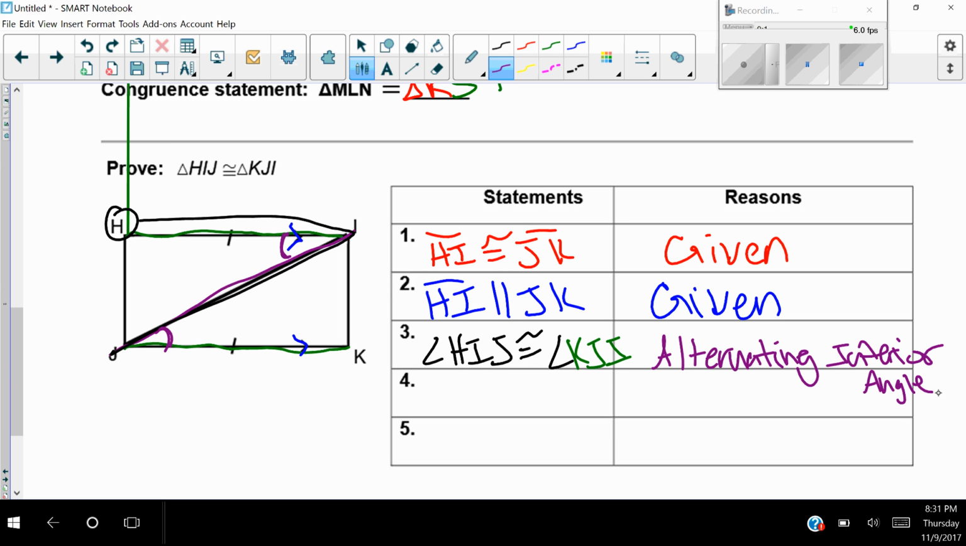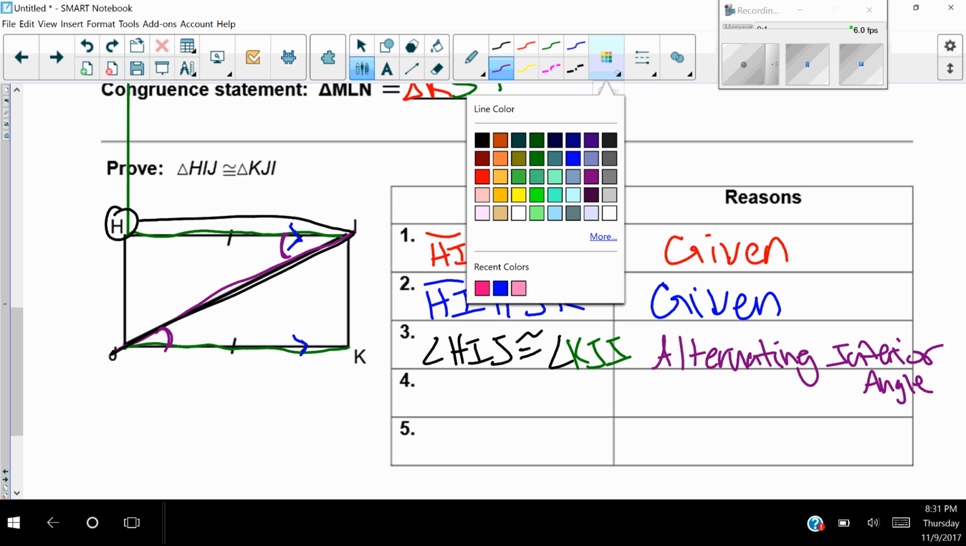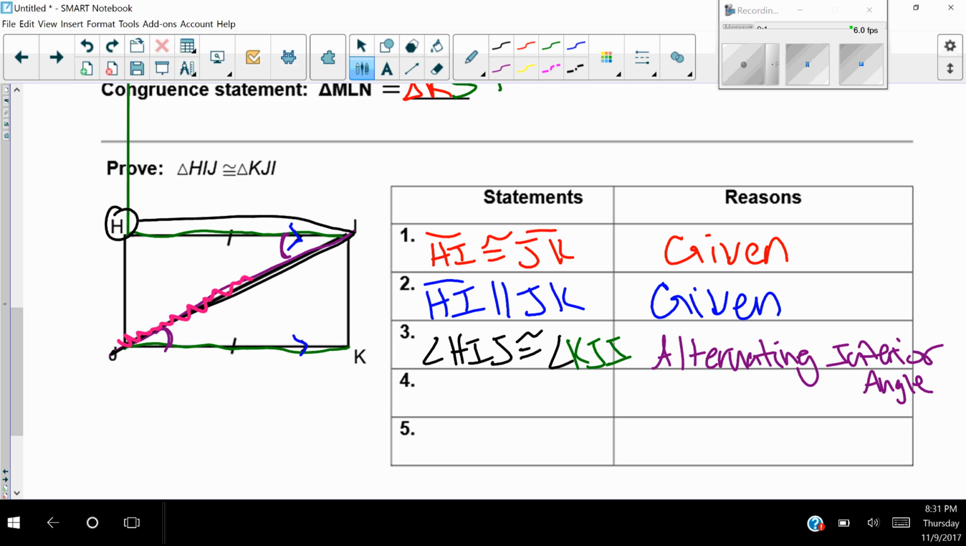And then we have one more thing that we know is congruent to itself because they're overlapping. They're sharing a common side. So they're sharing this side right here, this purple side right here, or this pink side right here. So I can say J to I is congruent to itself, J to I. And whenever we're saying something is congruent to itself, that is going to be the reflexive property.